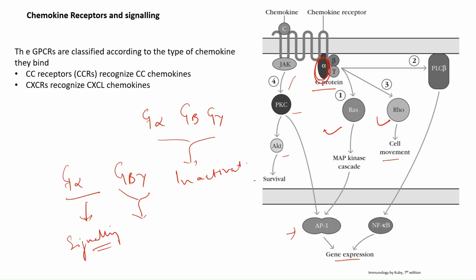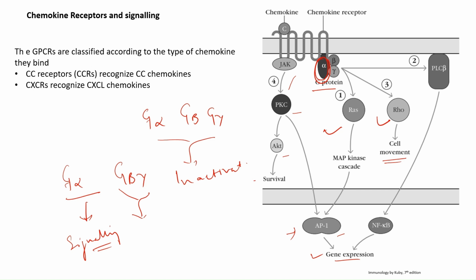This Rho pathway helps in cell movement. That means it helps in actin polymerization and helps in the movement of the cell towards the site of infection. The RAS pathway, we already learned, the RAS MAP kinase pathway, leads to the activation of AP1 and hence the expression of the gene.